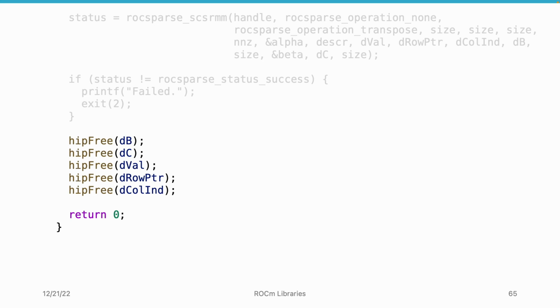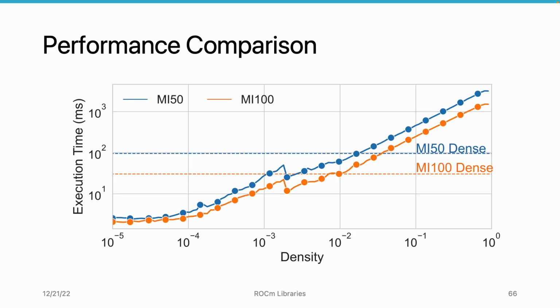But if you're designing some algorithms from scratch, you probably can make a decision if you want to use a dense matrix or a sparse matrix. So in this particular experiment, we want to make a comparison. We want to compare the performance of the rocBLAS library and the rocSPARSE library. And in this example, we're still using the 8K by 8K by 8K example, so the data size is the same. For the dense matrix, the performance is deterministic.